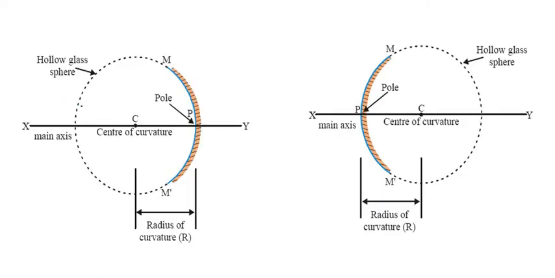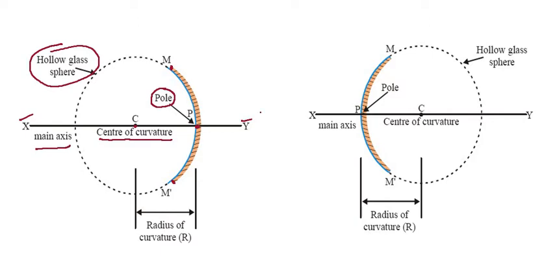Now you can see here, जिस imaginary sphere से ये कटे हैं, उसी का center is the center of curvature. This is the part of the mirror, and the middle part of this is called the pole. So that is the definition of circumference and center of curvature. It is a hollow glass sphere, and this is the main axis, that is the x and y. It is the main axis.